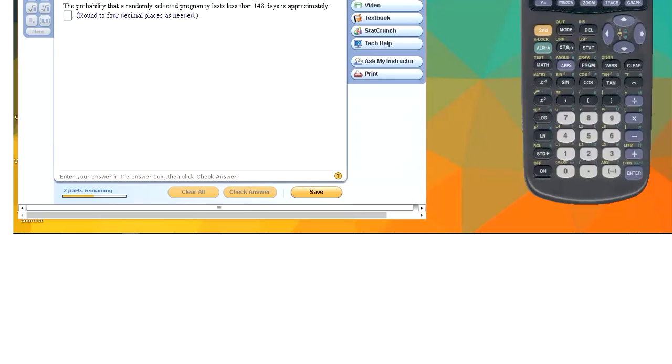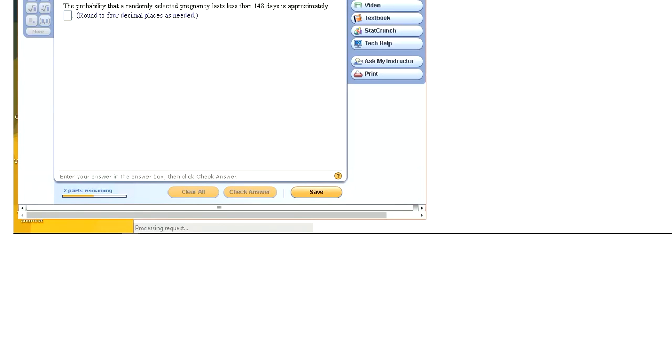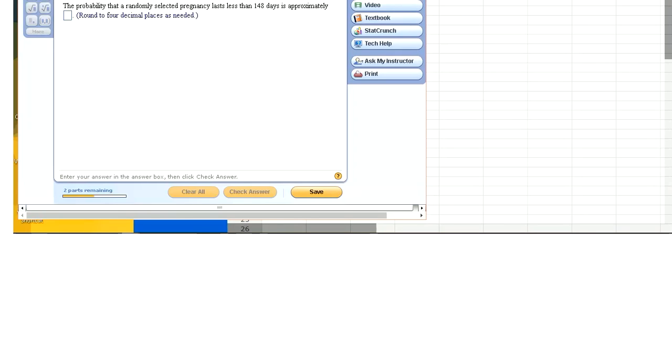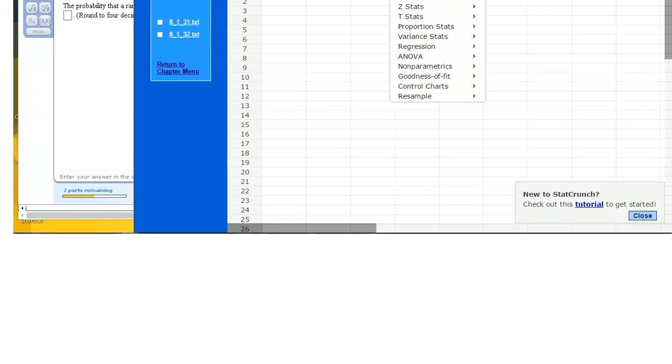So we're not talking about a sampling of more than one, so I'm going to pull up again that normal probability calculator in StatCrunch. For the distribution of a single observation, it's going to simply be a normal distribution with this mean of 151 and a standard deviation of 8. And so when we're looking at the probability that a pregnancy lasts less than 148, we're looking for the probability that this random variable takes a value less than 148.